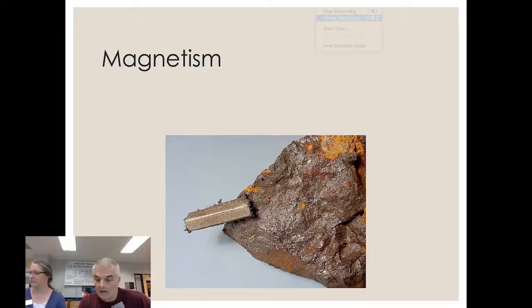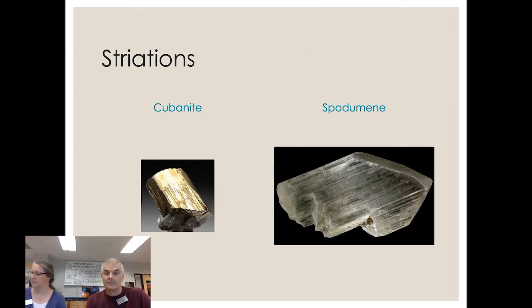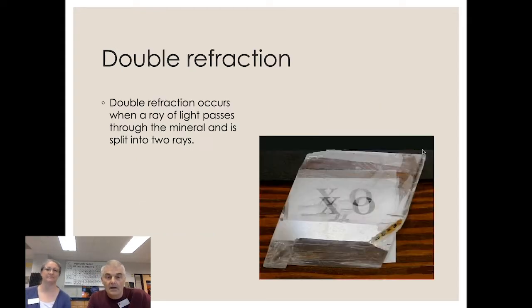All right, so we just talked about magnetism. Next, striations. What's striations? Is it lines? Looks like lines to me. It's not anything super exciting except it's lines. So there's lines inside of the mineral. Some have striations and some don't. Exactly. Okay, cool.